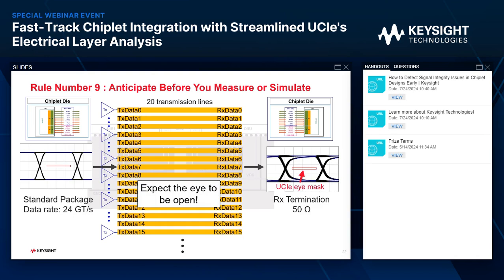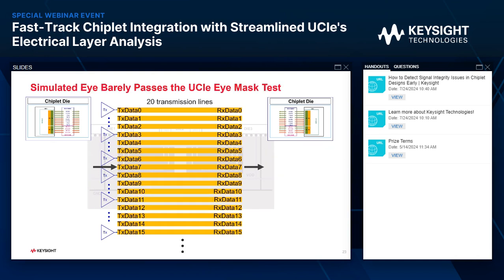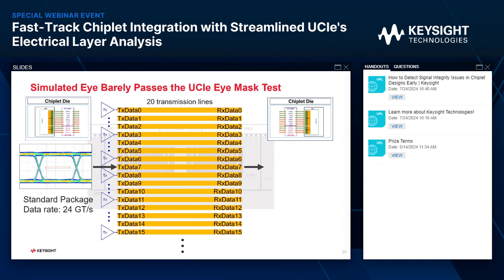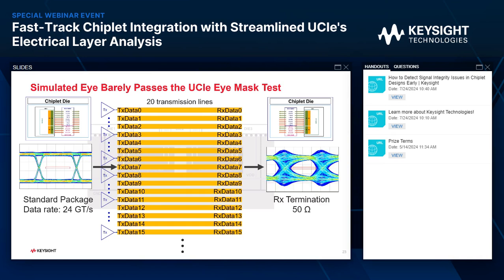The simulation says, on the left, it is open, but looks kind of interesting. On the right, however, it is pretty close. It's close to the eye mask. The eye density is very close to the eye mask. So here, the simulated eye is almost closed, a little different than expected.